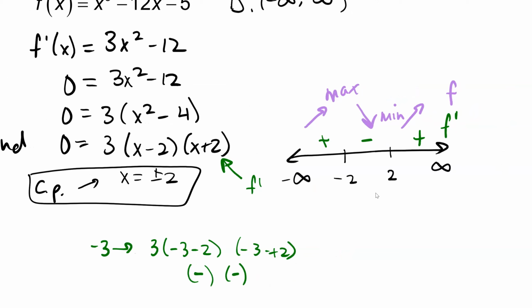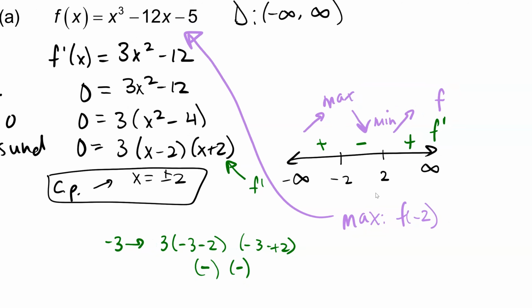So if I plug in my values there, I know that my max is going to occur at negative 2. So if you plug negative 2 back into your original function to find the actual y value of your max, negative 2 cubed is negative 8, plus 24 is 16, minus 5 is 11. Our min, we said, was going to occur at an x value of 2. So we plug in here, we have 8, minus 24 is negative 16, minus 5 is negative 21. Just plugging back into my original function.